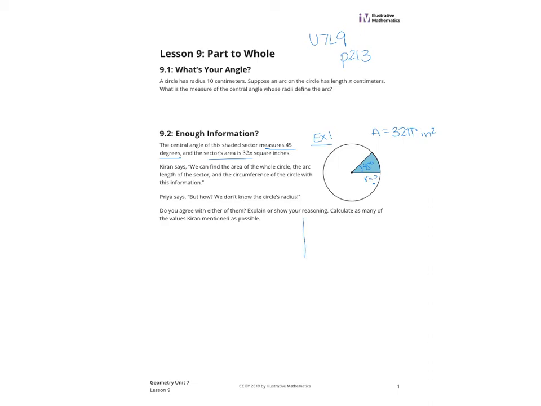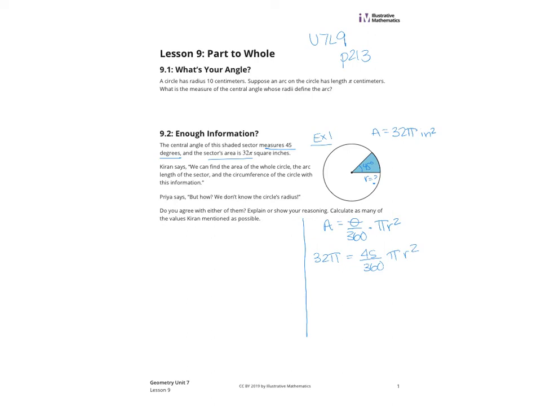We are going to set up the same problem we did in Lesson 8. We're going to set up our area of a sector formula. The area of a sector was theta divided by 360 times the area of my entire circle, pi r squared. So let's put in what we know. We know our area is 32 pi. We know our central angle, our theta, is 45 degrees. And we don't know our radius.